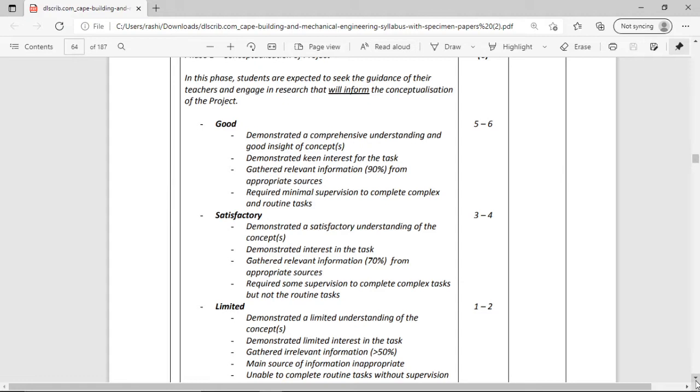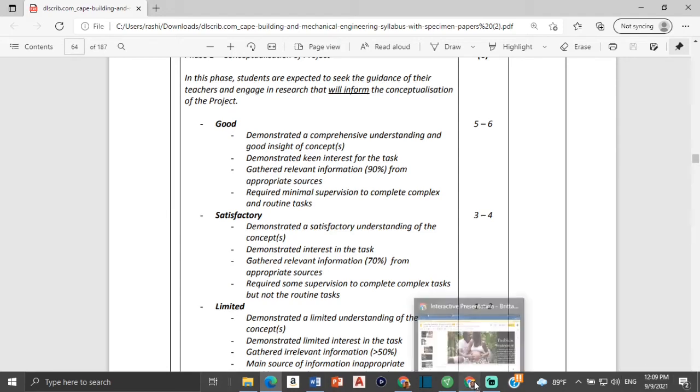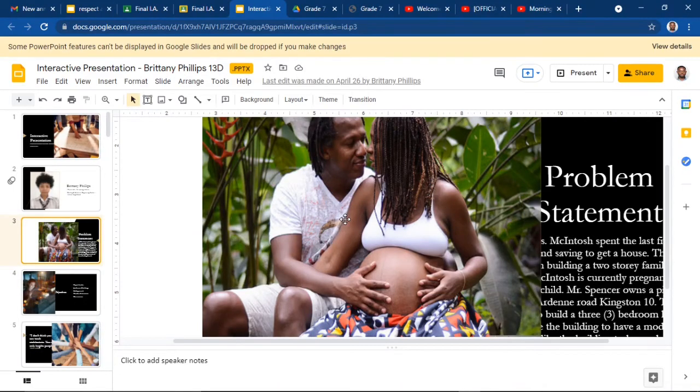So I'm going to show you an example of a presentation. And for this presentation, the IA question that I gave my students was a house, and it was for a couple that had been married for a while and had a baby on the way, and they were thinking about getting a place. They had some money in their savings, so they could afford to get a decent place. And so that is what I gave them for this question. So now we're going to look at a presentation for that. All right, so here, and this was done by a student last year.